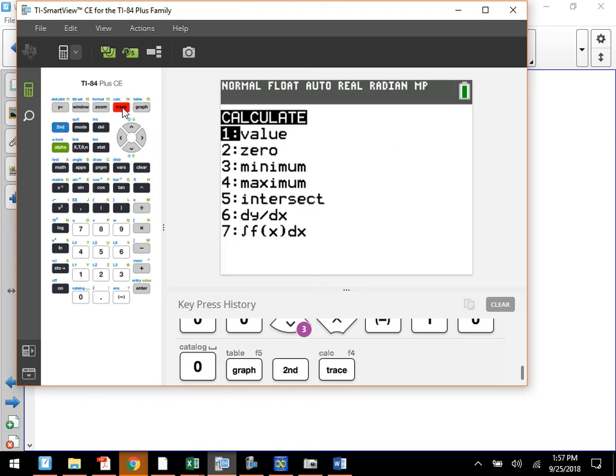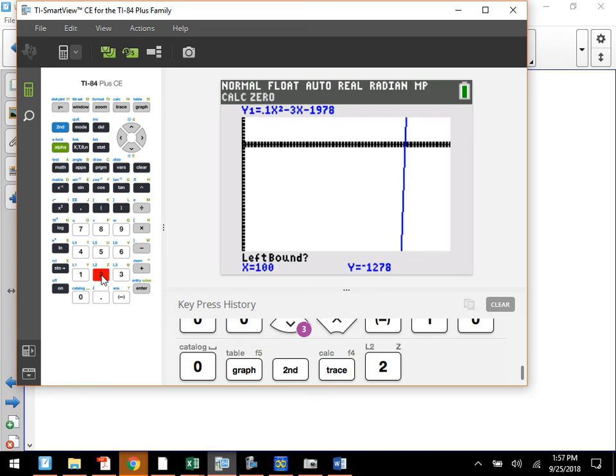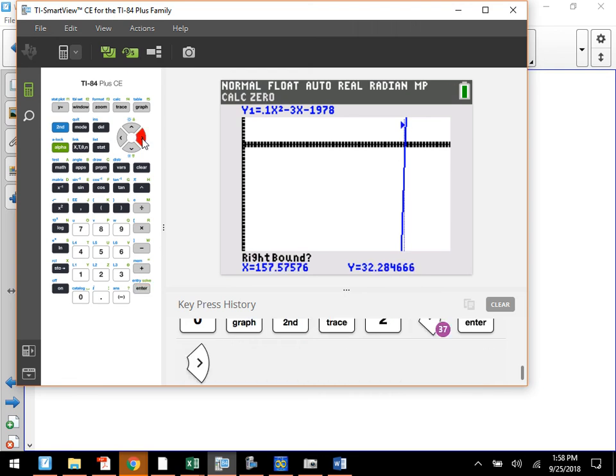Hit your calculate. We're looking for a zero. Left boundary, I'm way below here, so I'm going to start moving until I start seeing my cursor. Sometimes if the curve has a real fast slope, it might move up real quick. Oh, there it is. All right. So I'll have my left boundary, hit enter. Right boundary, hit enter, enter. 156.44 feet per second. That's pretty fast.